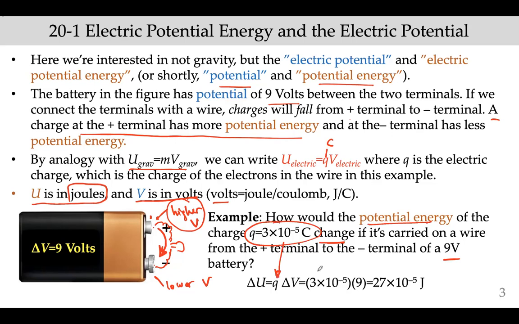So you multiply it by 9. And when you do the multiplication, you find the energy change of this much charge will be this many joules.